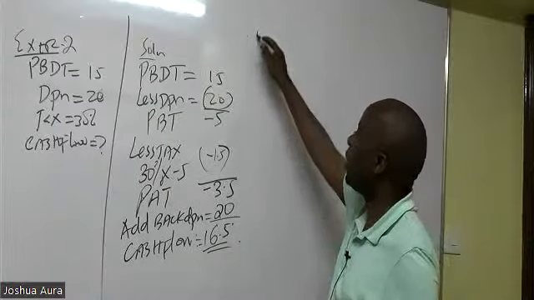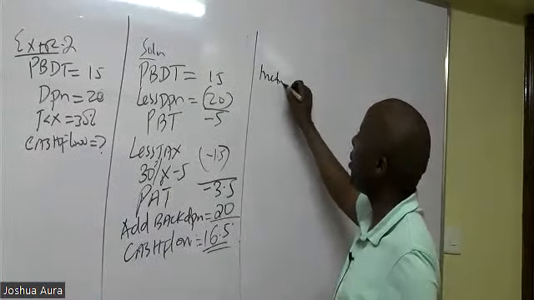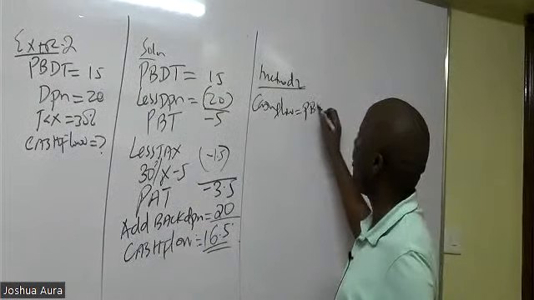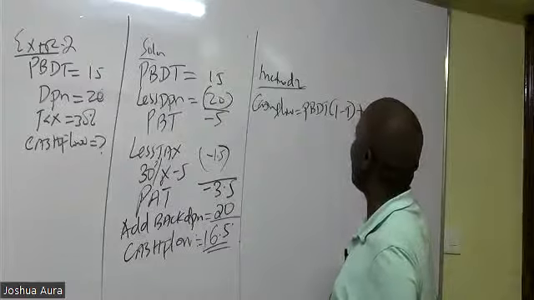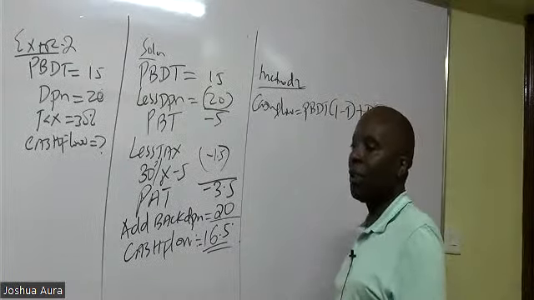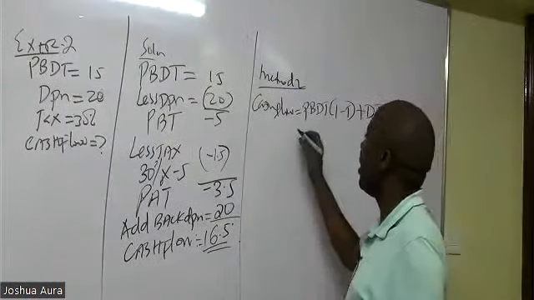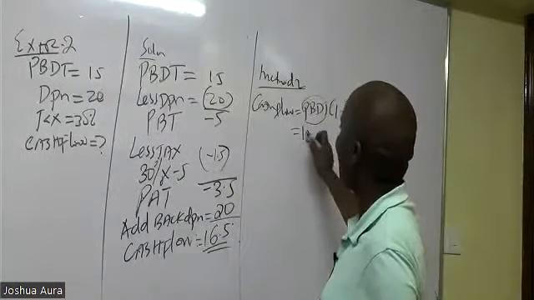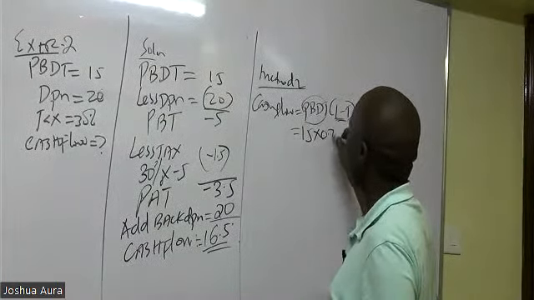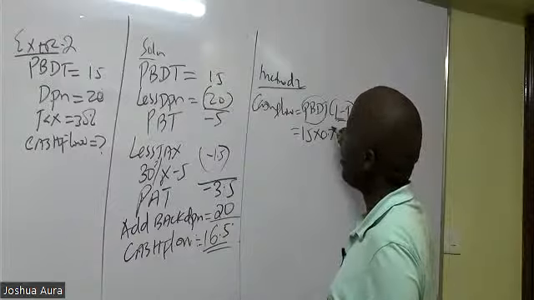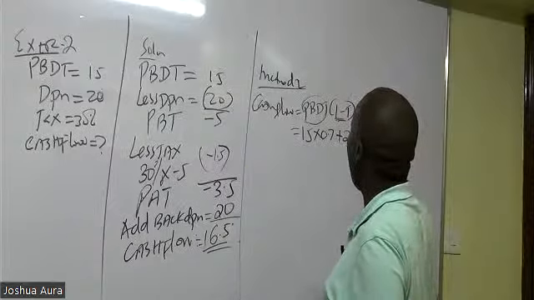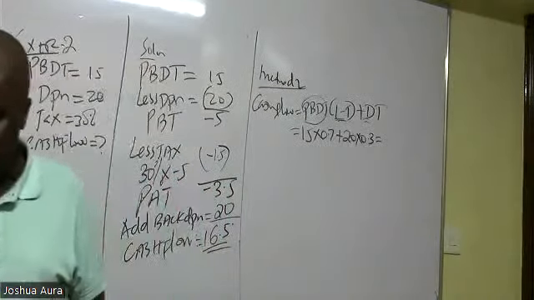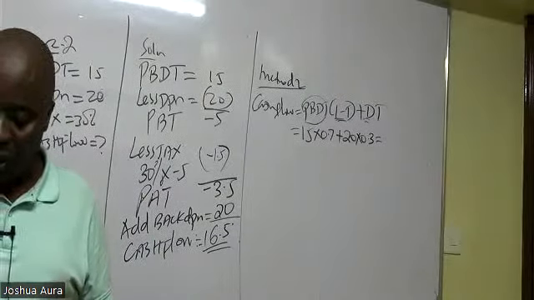And don't forget, ladies and gentlemen, just in case you would wish to use method 2, that you could have also decided to say that cash flow equals profit before depreciation and tax, times 1 minus tax, plus depreciation tax shield. So here we have 15 times 1 minus tax, which is 0.7, plus depreciation of 20 times tax itself, which is 0.3. So in that case, you will be able to get that answer.